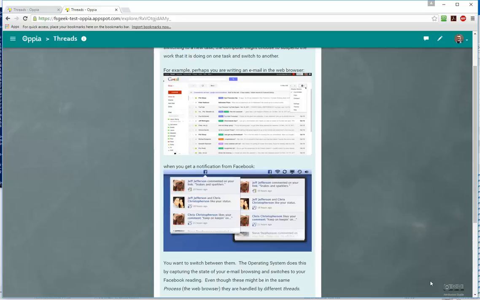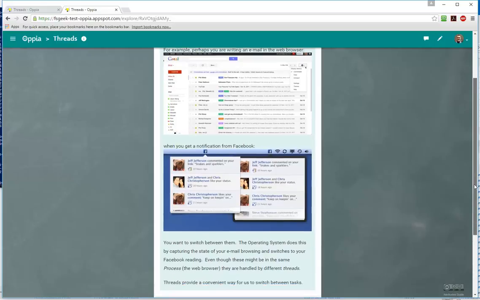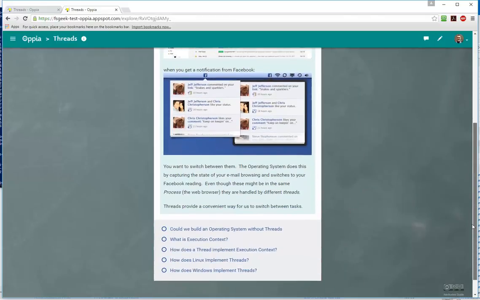And I'm sure there's some way to fix it, but right now the only licensing that Oppia will show is a Creative Commons license. So I've tried to use public materials as much as possible here. So in this, we give examples of a case where you might want to have multiple things going on simultaneously. So we're giving an initial motivation for why we would have threads.